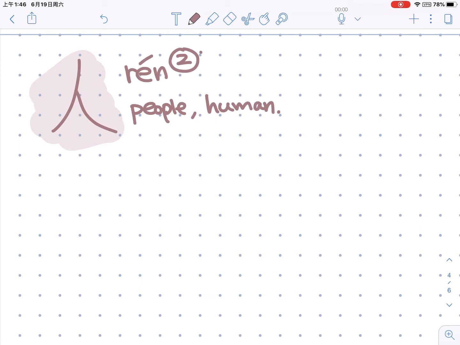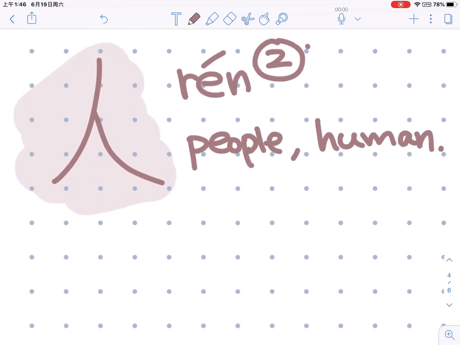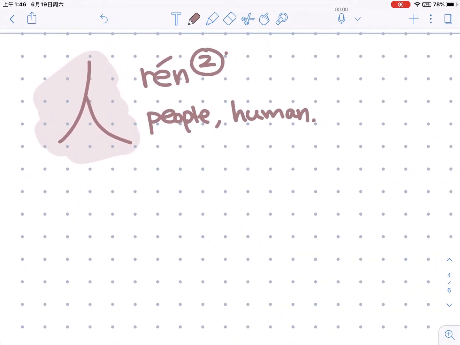And here we have an easy way to remember this word 人. If you use your imagination, you would feel like the character 人 just looks like a human. It looks like a human who is walking, but with no hands, right? You see, this is a guy and he is walking. He probably has his hands in his pockets. That's it. That is human.